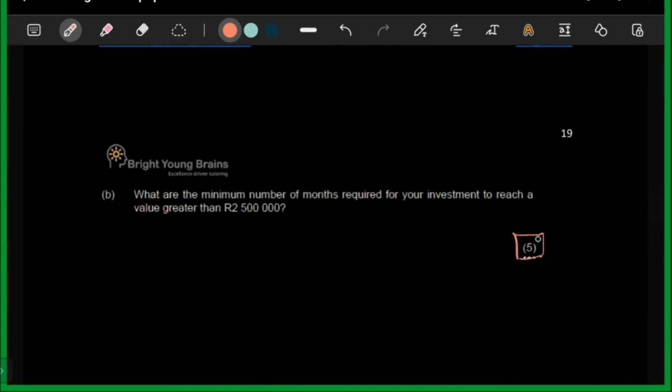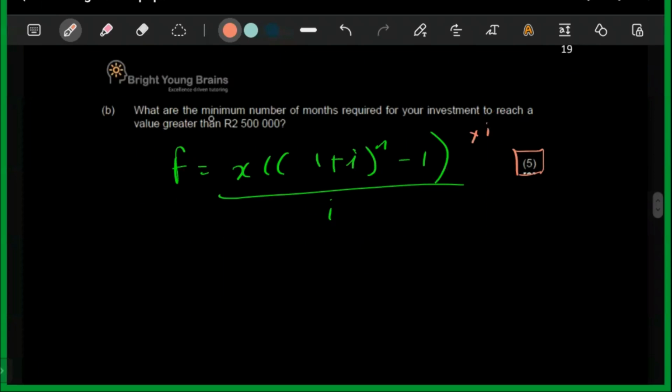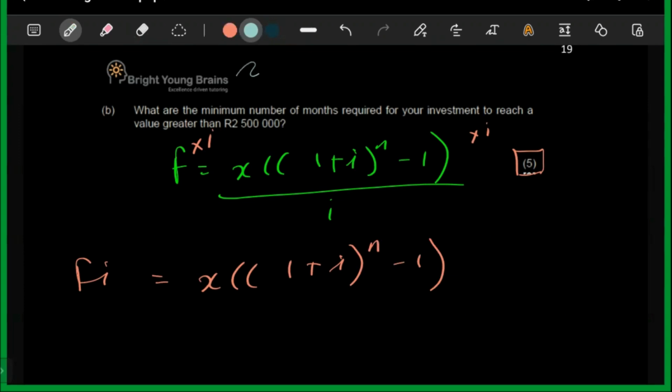Ooh, 5 marks. It says, what is the minimum number of months required for the investment to reach a value greater than 2,500,000? That's also simple because you have to work out a value of n in your F formula. So in your F formula, we're obviously going to need to isolate n first. Isolating n is just algebra. So I'm going to multiply by I on both sides first. Fi is equal to x times 1 plus i to the n minus 1. We can divide both sides by x. Divide by x, divide by x.